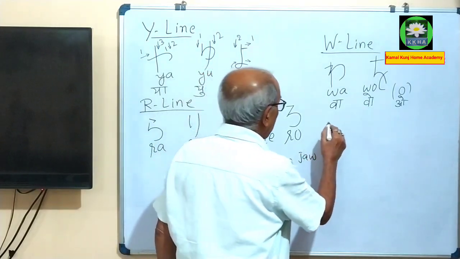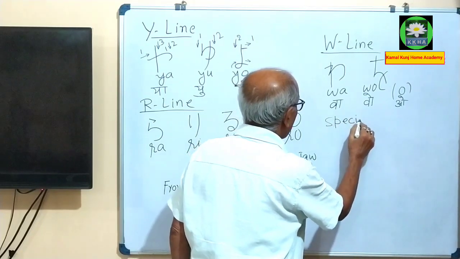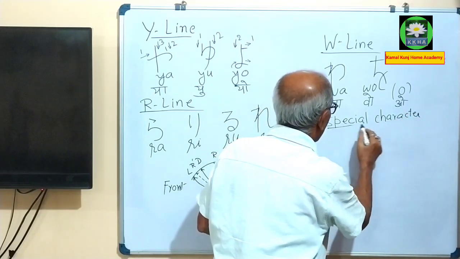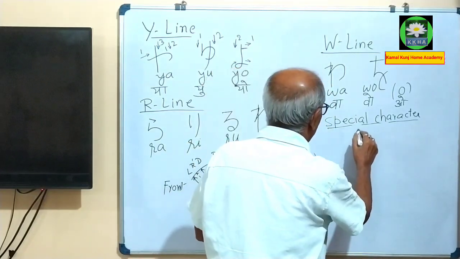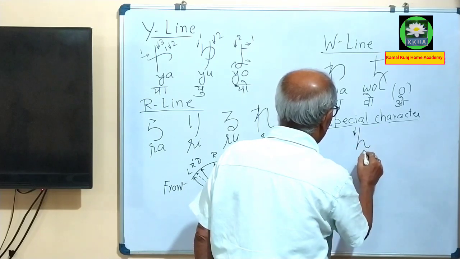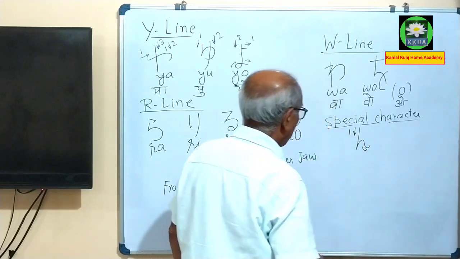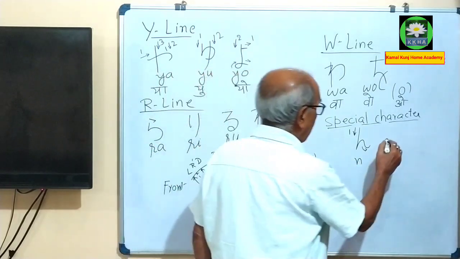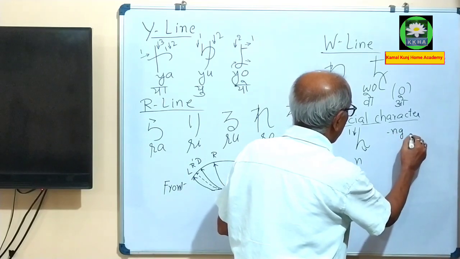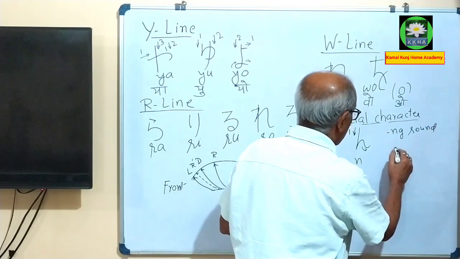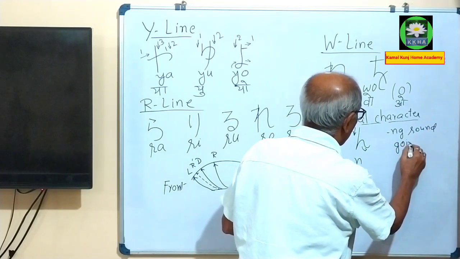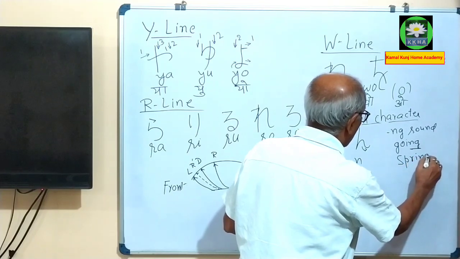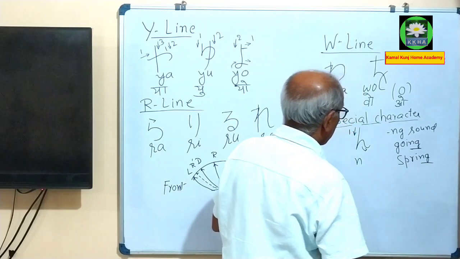Now next is a special character. It is written as a single stroke, and its pronunciation is similar to the ng sound in words like going, or spring. Pronunciation similar to the ng sound.